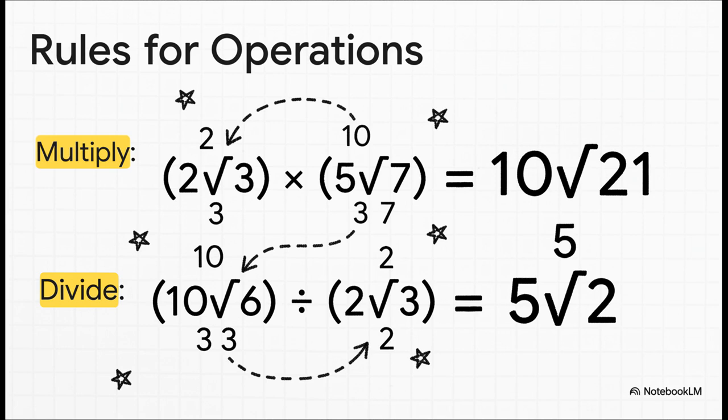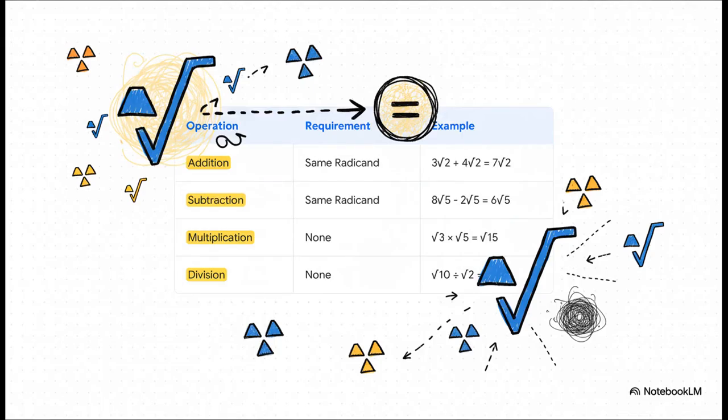And guess what? For division, it's the same exact logic. Divide the outsides, divide the insides. All right, and here it all is in one handy little cheat sheet. Just notice that huge difference. For addition and subtraction, you've got that one big requirement. The radicands must be the same. But for multiplication and division, it's a free-for-all. You can just go for it.